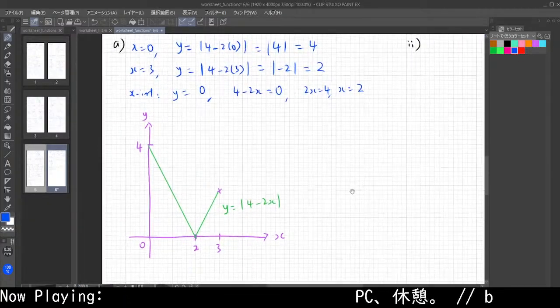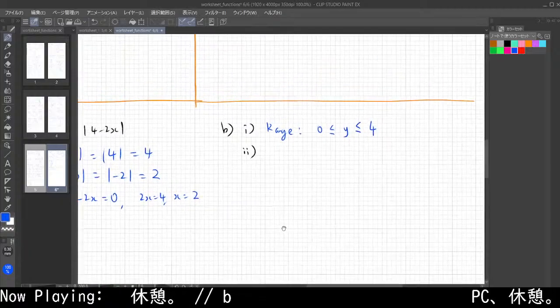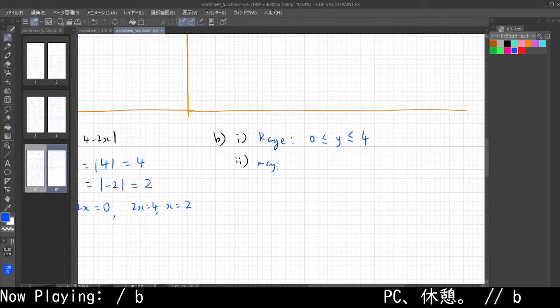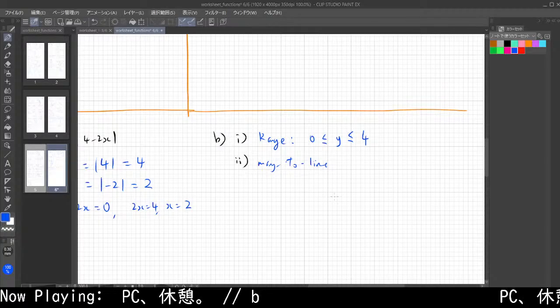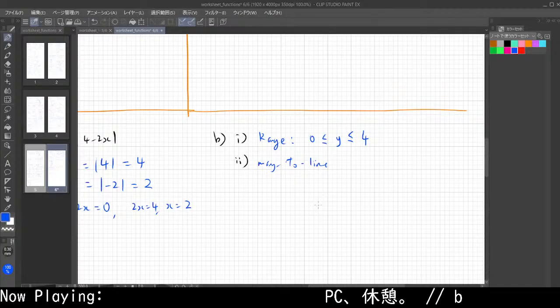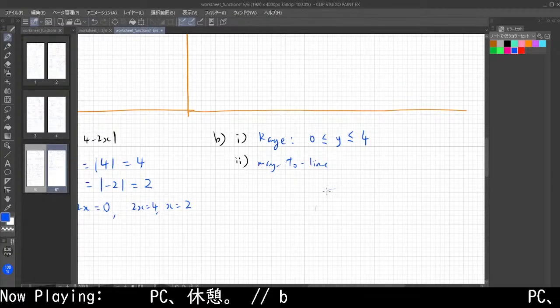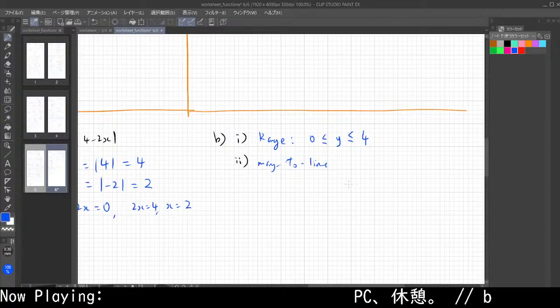Okay, so question 2, find the type of relation of the function. This relationship is many-to-1, many x to the same y. So this is a many-to-1 relationship.